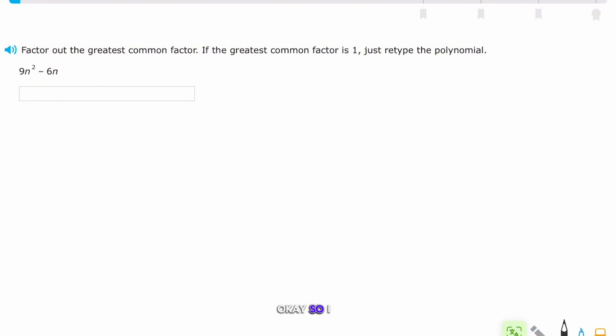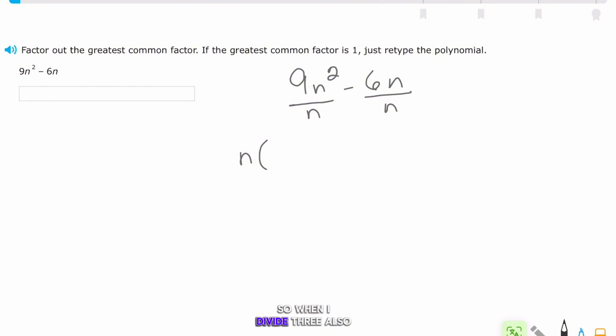Okay, so I take 9n squared minus 6n. And what can I factor out of both of them evenly? An n, right? So I know that I'm going to have an n on the outside. Then both of them have a factor of 3. So when I divide 3 also, now the n's I'm done with. So I have 1 n on the inside. But over here, I'm going to factor out that 3. And then I'm going to leave a 3n on the inside and subtract 2.